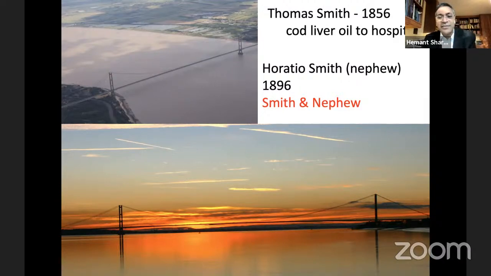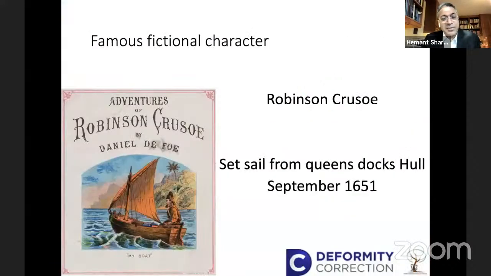We still have the wound division. Orthopaedics has moved to the US. So all the dressings you use in the entire world are actually made in Hull, which is not far from the hospital. Robinson Crusoe started from Hull, if you remember some of the stories from our childhood.